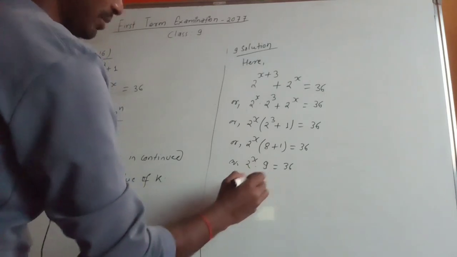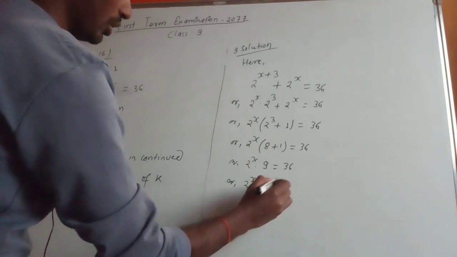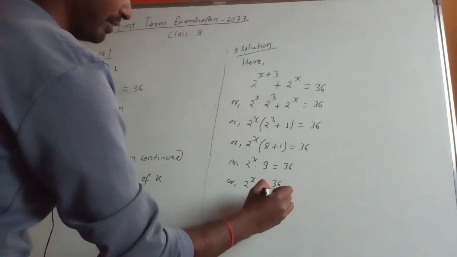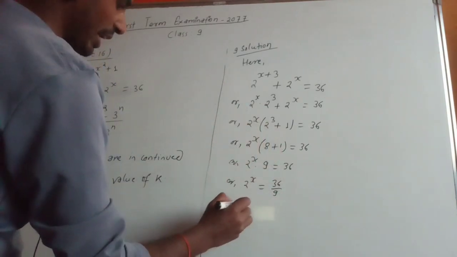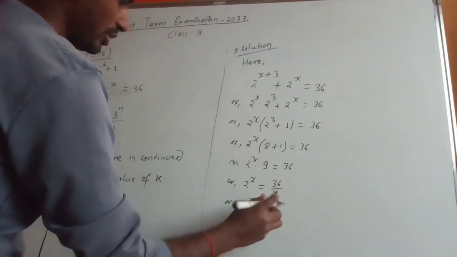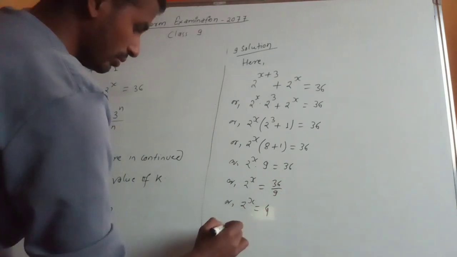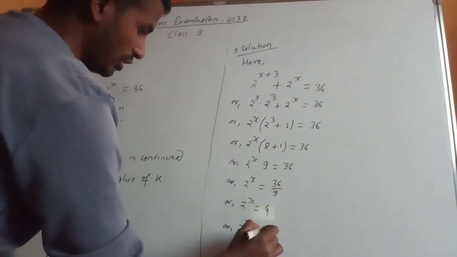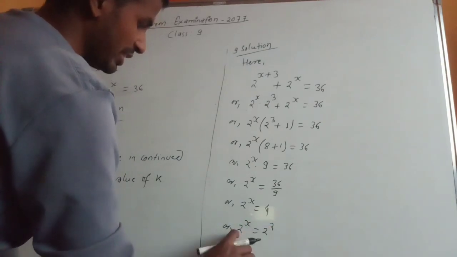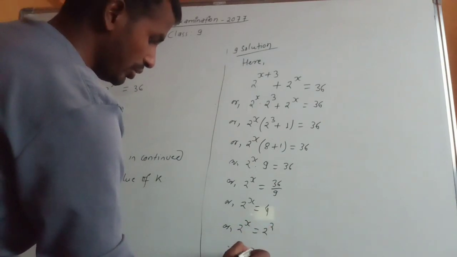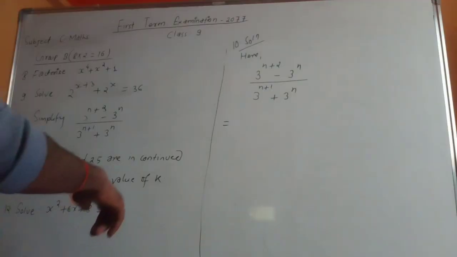Now dividing both sides by 9. 2 to the power x equals 36 divided by 9, which is 4. 2 to the power x equals 2 to the power square. Both expressions have the same base, that means x equals 2. This is the answer.